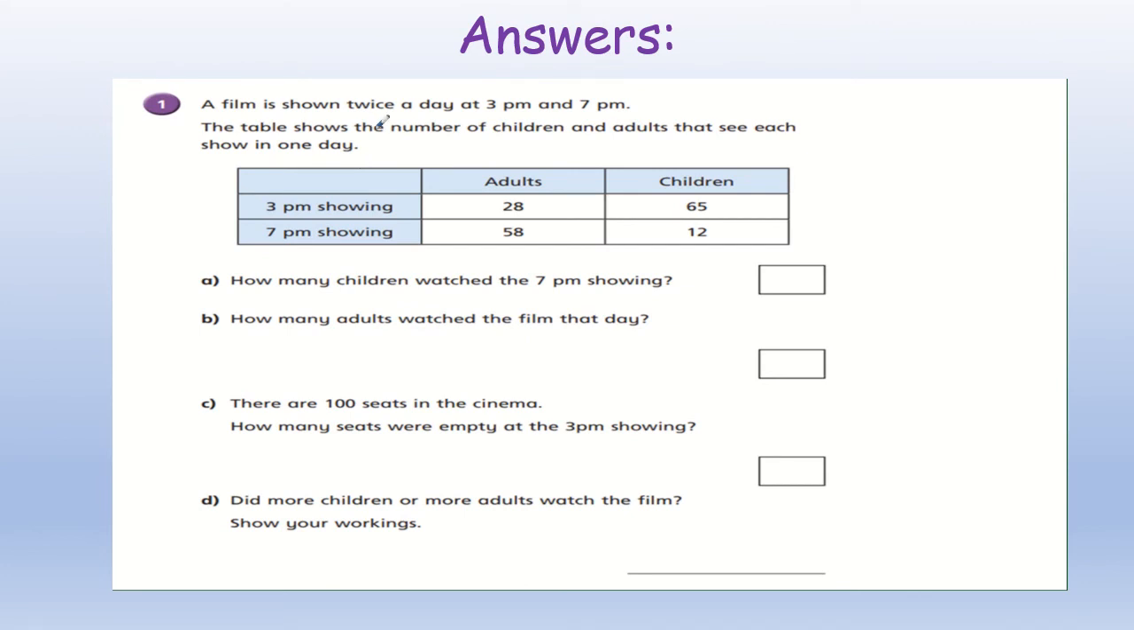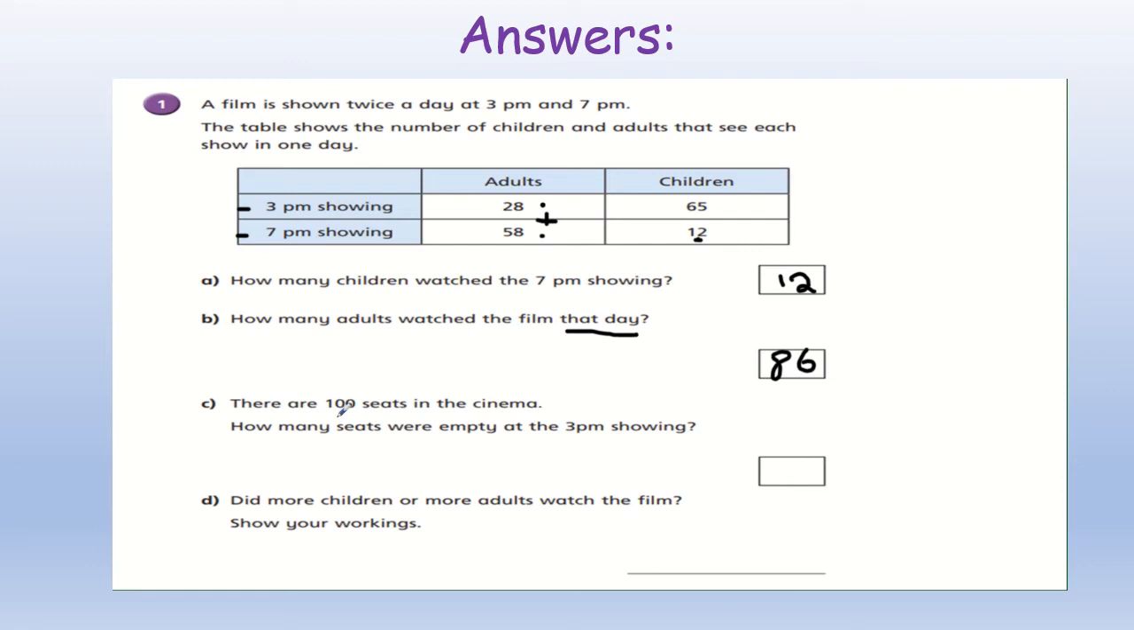Looking at this film timetable, the same film was shown at 3 p.m. and 7 p.m. How many children watched the 7 p.m. showing? So we find 7 p.m. and we look for the children. So the answer is 12. How many adults watched the film that day? That means the 3 p.m. add the 7 p.m. So 28 add 58 should have given you 86.